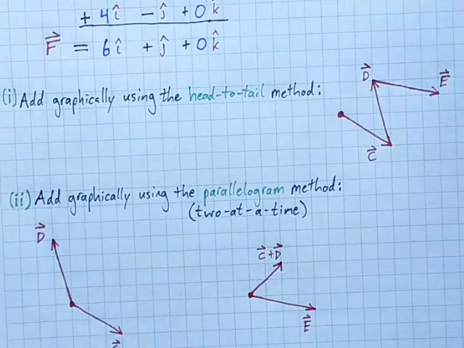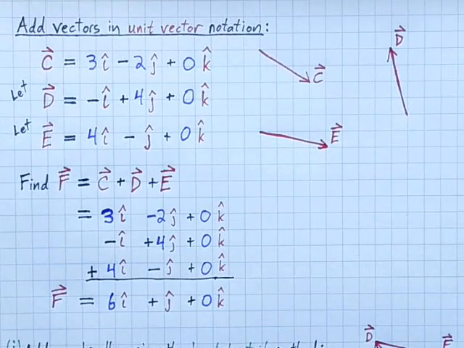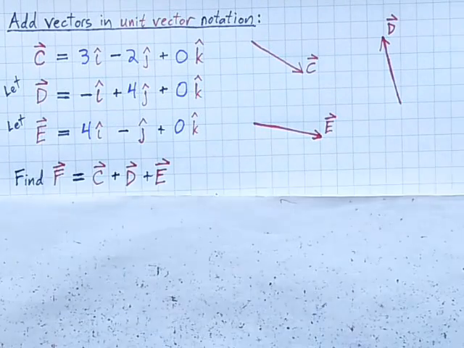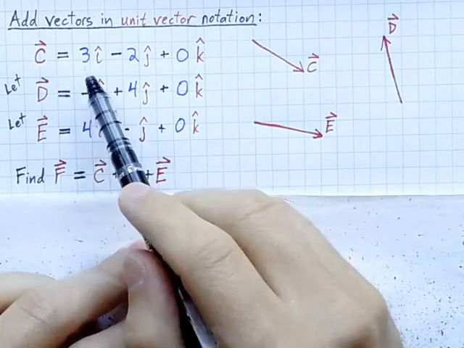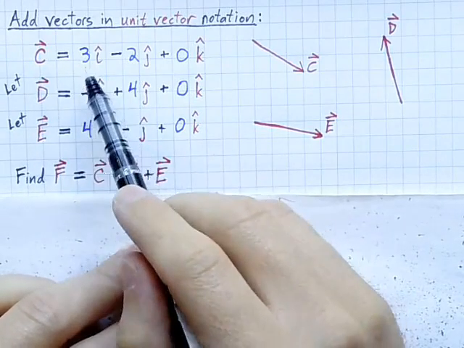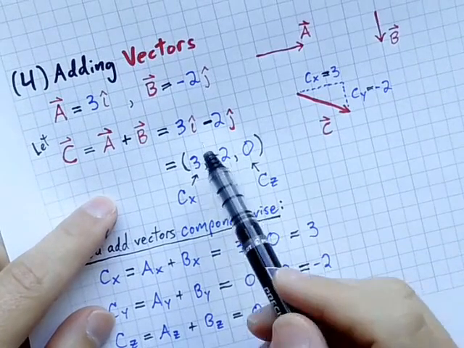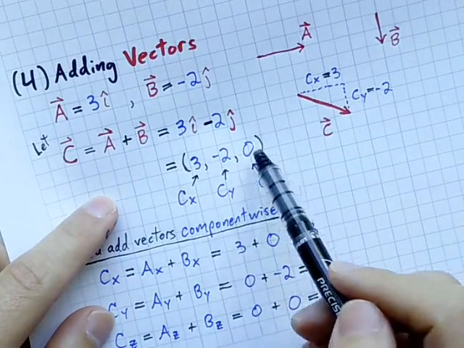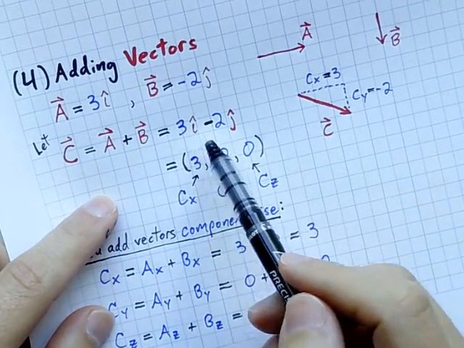Let's go a little deeper here. We can add vectors in unit vector notation. We want to make use of this unit vector notation. So we've got this vector C now, which we could express this way. This is C expressed in unit vector notation, as opposed to this sort of parentheses with commas notation. We're not going to be using this notation for vectors anymore. We're going to be using the unit vectors.